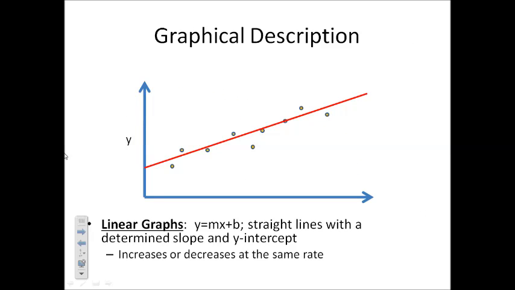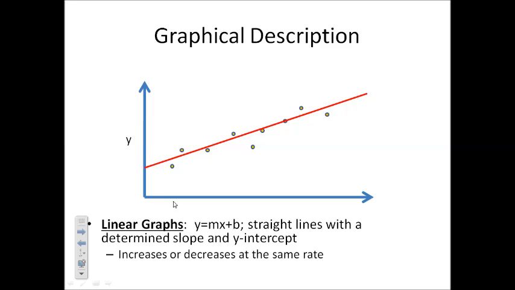So there are different types of graphs. We have linear graphs, and when we talk about linear graphs, we're talking about things that look like lines, all right? And we see here that we have a nice, decently straight line through this data. And remember, lines have an equation that goes along with them. It's y equals mx plus b, where m is the slope and b is the y-intercept, all right?